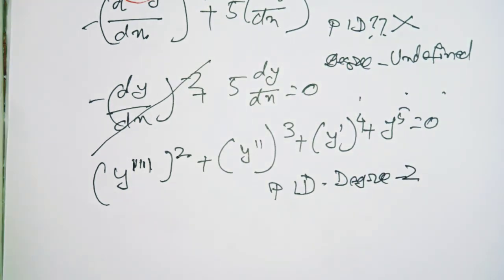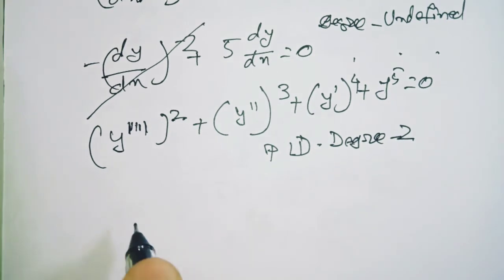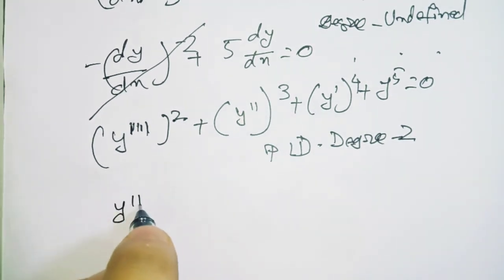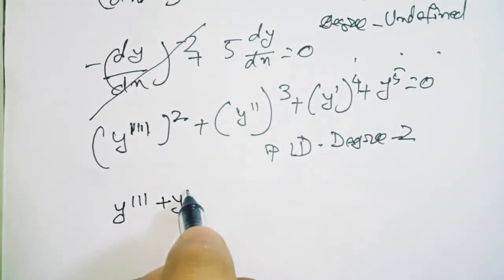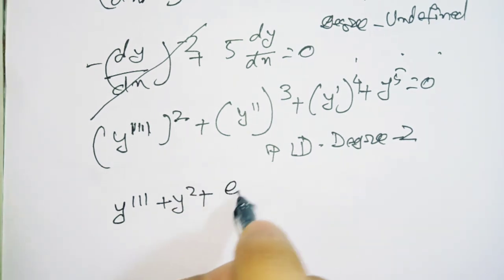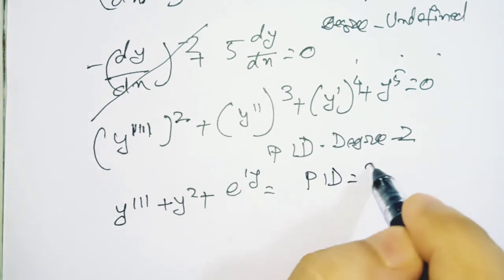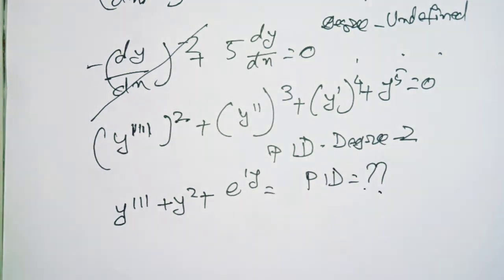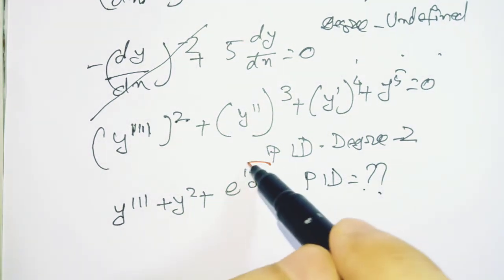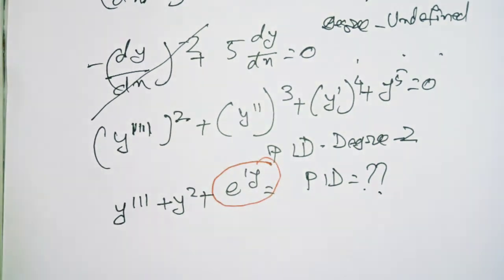Degree would be 2. Now let us take the last example. Say for example I take y triple prime plus y squared plus e raised to the power y. Is this a polynomial in derivative? First of all, no, it is not a polynomial in derivative. Why? Because you cannot take an exponential, right? We have seen this in your previous example.